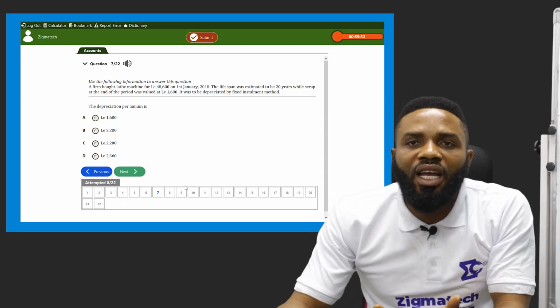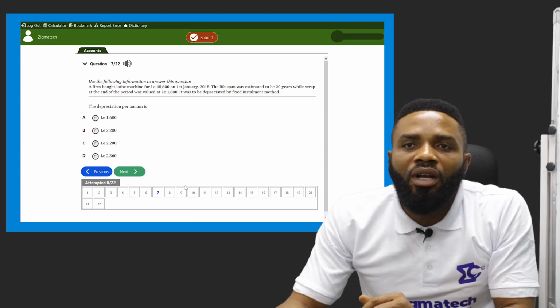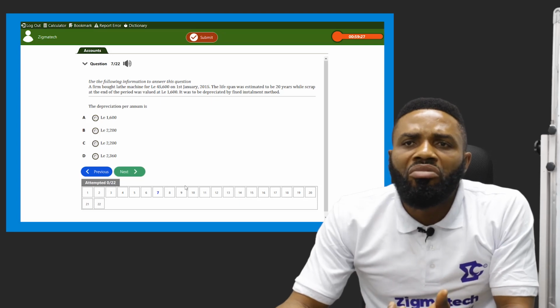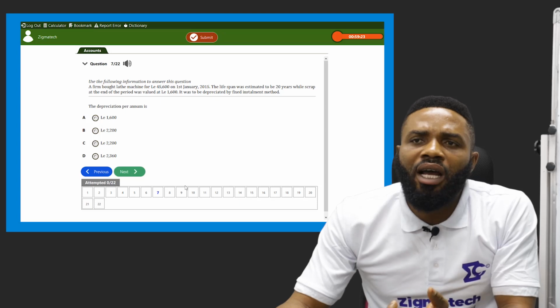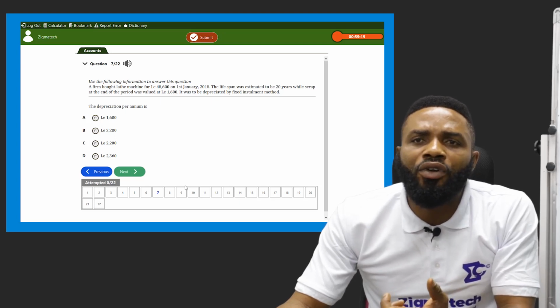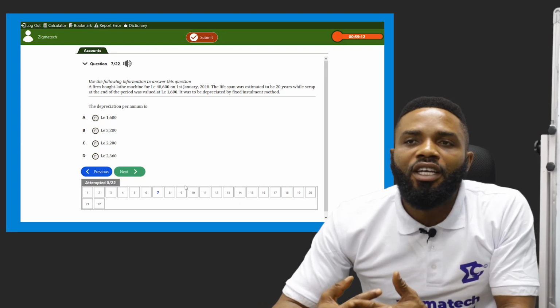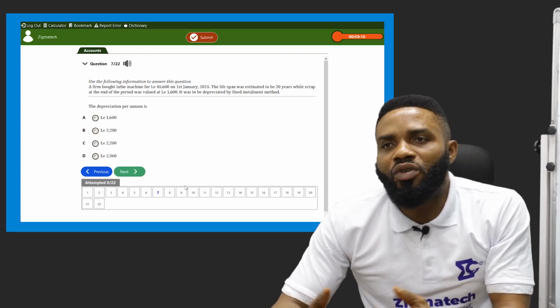Okay, let's look at this. A firm bought a machine for 45,600 on 1st January 2015. The useful life was estimated to be 20 years, while scrap at the end of the period was 1,600. It was to be depreciated by the fixed installment method. This one is very simple.